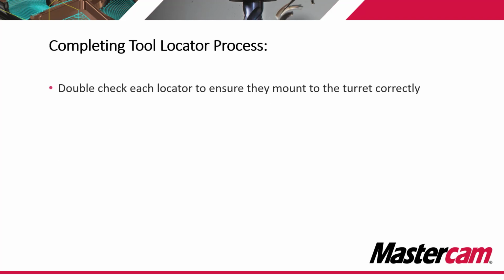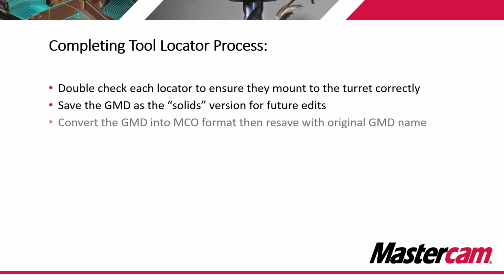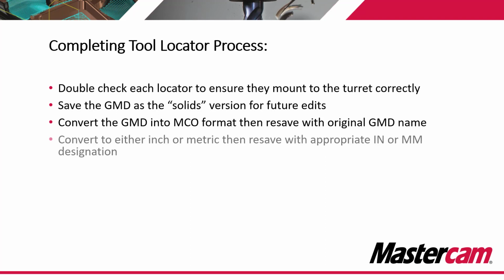Once we've added all the tool locators, we just want to double check that each of them is at the right position on the turret. We can double check that by visually showing each one on the turret. Next, we want to save it as the solids version of the GMD. Then we're going to convert it to the MCO version, and we're going to do a save as so that we can give it its original name again with either the inch or metric designation. Then we'll convert it to either inch or metric based on which one we originally worked with. And be sure to save as and give it the other designation.